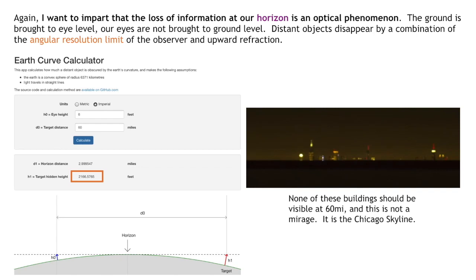So again, I'm just showing the Earth curve calculator that must be enacted in order to make these buildings appear. You have, at a 6-foot observer height and a 60-mile distance, a hidden height of 2,166 feet. And none of these buildings should be visible. This is not a mirage. That is the Chicago skyline.